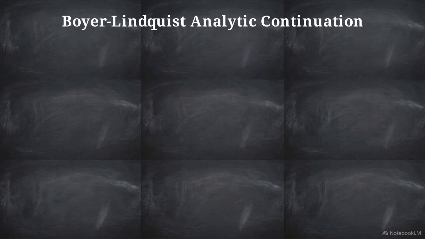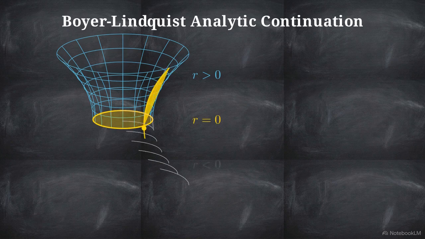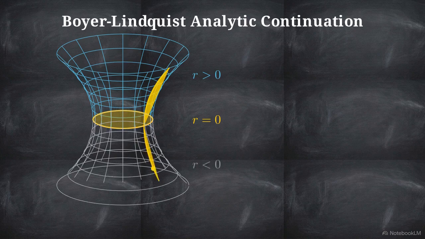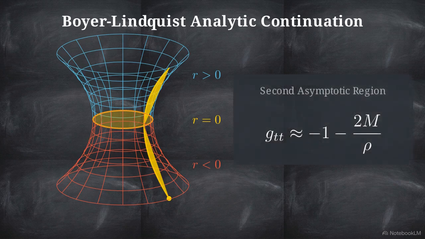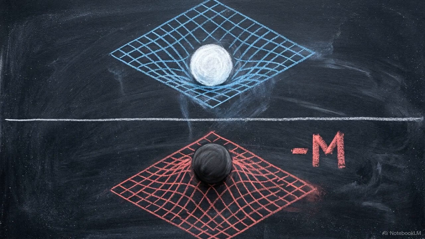This topological map illustrates the Boyer-Lindquist analytic continuation. It extends the radial coordinate r through the disk to -infinity, creating a second asymptotically flat region on the other side. In this second region, the asymptotic expansion of the metric component g_tt takes the form -1 minus 2m over rho. Relative to the stationary Killing field continued from the first sheet, the ADM mass of the second region is -m.